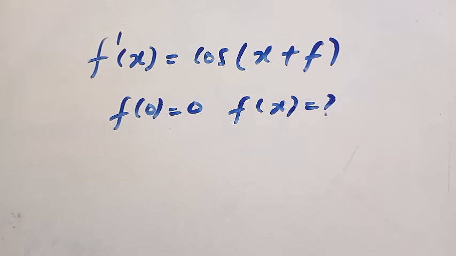We have these interesting questions: given that f prime of x equals cos of (x plus f of x), where f is a function of x, and we are given the boundary condition f of 0 equals 0, and f of x is what we are looking for. This is a differential equation. How do you solve this?